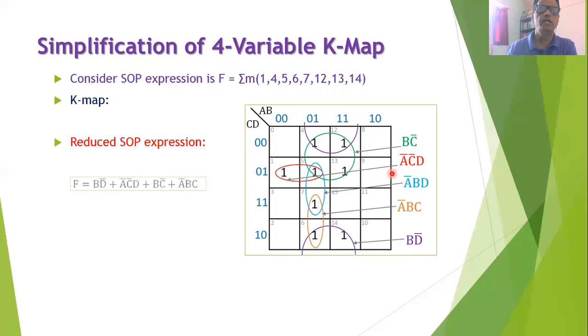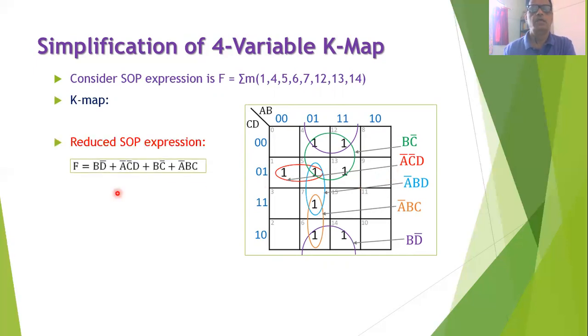So we can have a reduced SOP expression F is equal to BD bar plus A bar C bar D plus BC bar plus A bar BC. When you compare this SOP expression with the original SOP expression, you can find that it is reduced to a large extent. And such a reduced SOP expression can be easily implemented by using AND and OR gates.